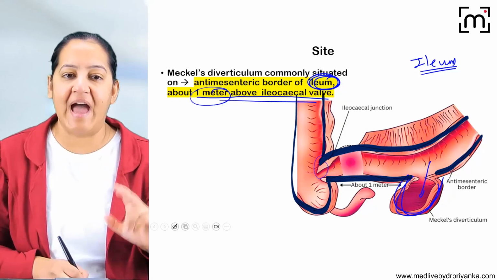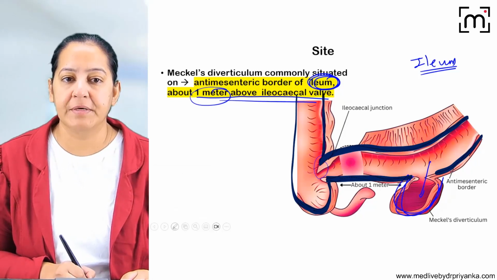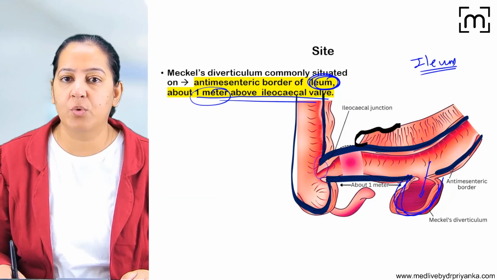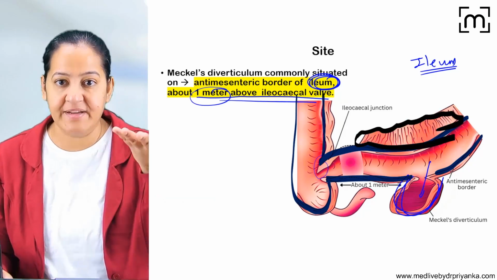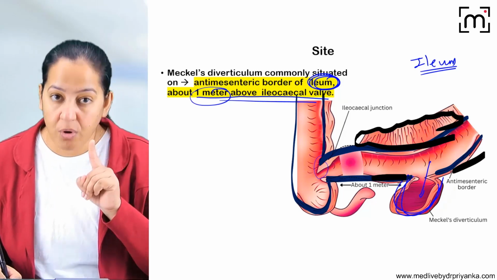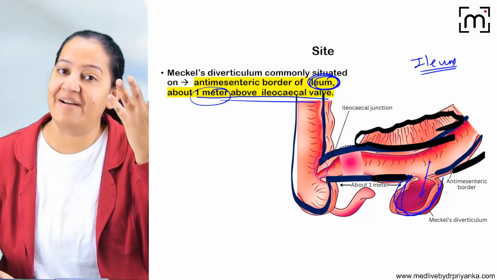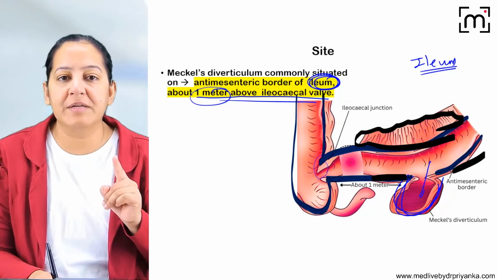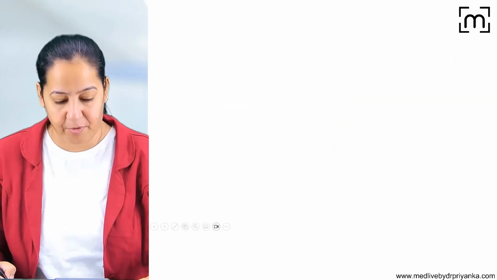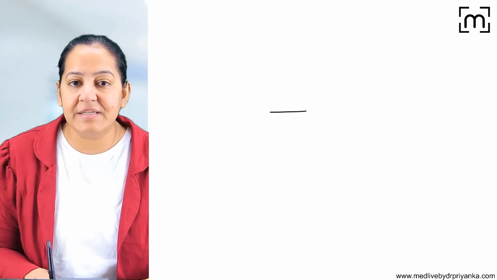Now in the ileum, we have 2 borders. What are the 2 borders of the ileum? This one is known as the mesenteric border, where the mesentery is attached, and this one is the anti-mesenteric border, where the mesentery is not attached. So is Meckel's diverticulum present on the mesenteric border or the anti-mesenteric border? It is present on the anti-mesenteric border. You can see it clearly. So where is it present? It is present in the ileum.